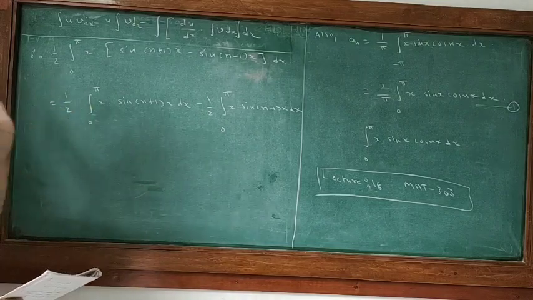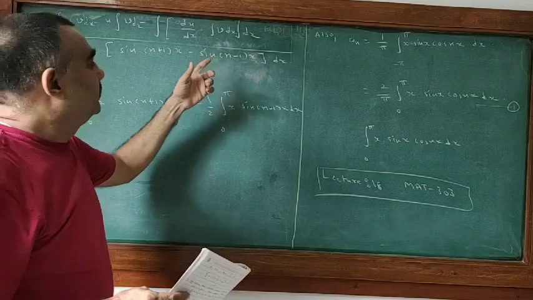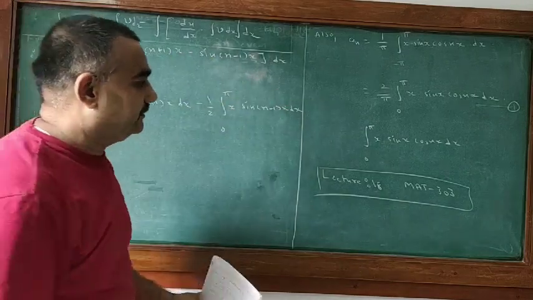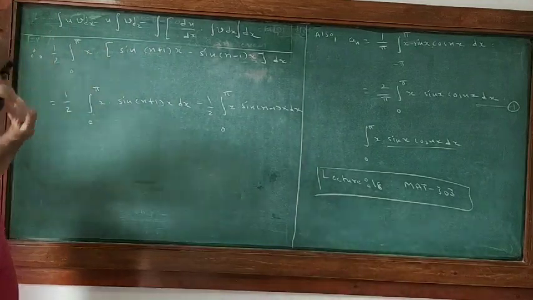So we split it into the two parts. This is the sin A cos B formula, so it is 2 times cos sine. And due to that it is 1 by 2. Clear?